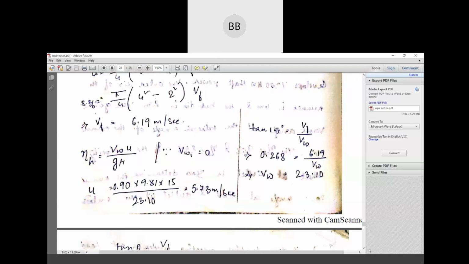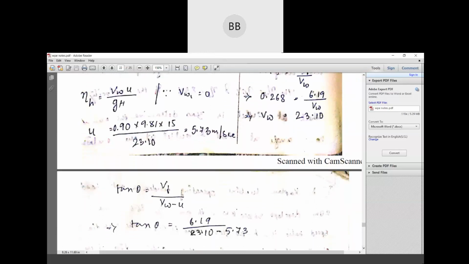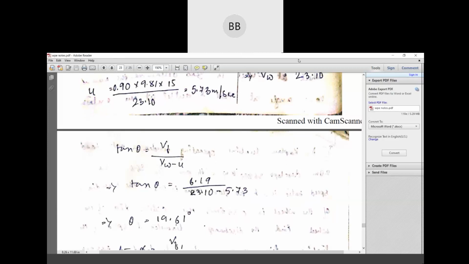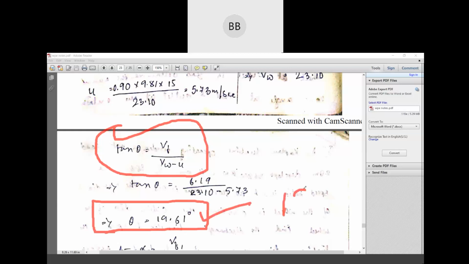Next we need to find out the theta value. So we are going to take the tan theta equation, and all the other terms are known, so we can directly find out the theta value in terms of degree, that is 19.61 degree. You are getting the same value.